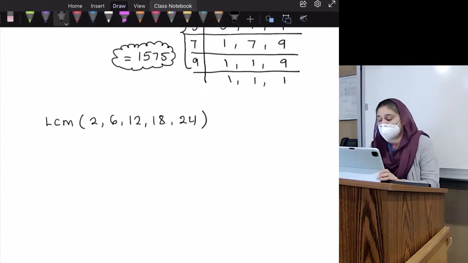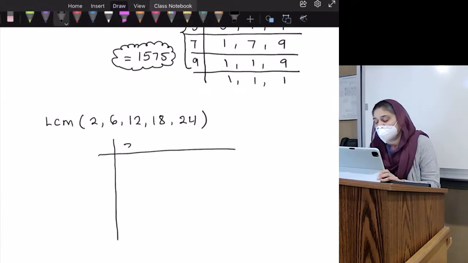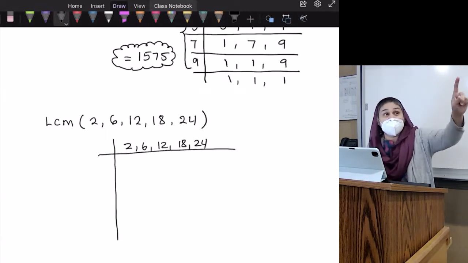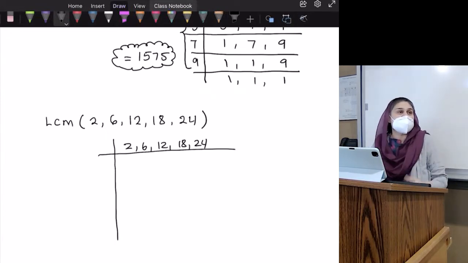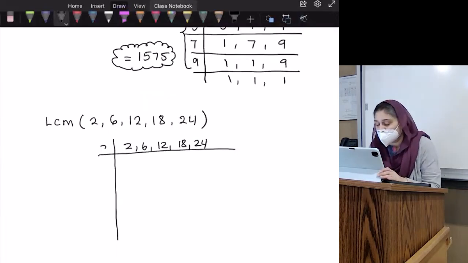What's the first thing you're going to do? You're going to make that table, right? I'm going to do 2, 6, 12, 18, and 24. And that's going to answer. You're absolutely right. I just did 9 because it was just convenient. How do I do this? What number should I start with? 2. What will I get? 1, 3, 6.